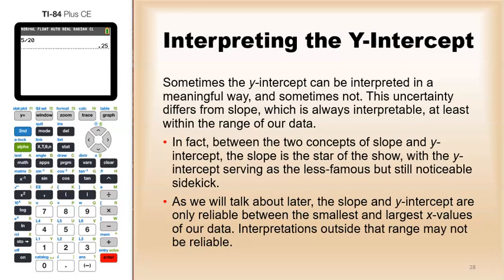And as we'll talk about later, slope and y-intercept are only reliable when between the smallest and largest x values of our data. Interpretations outside that range may not be reliable. For the most part, our slope will be looked at between those ranges. The y-intercept may not be within that range.